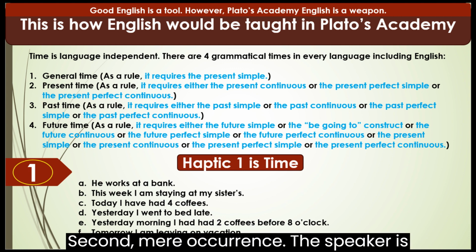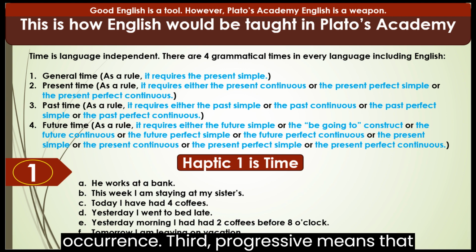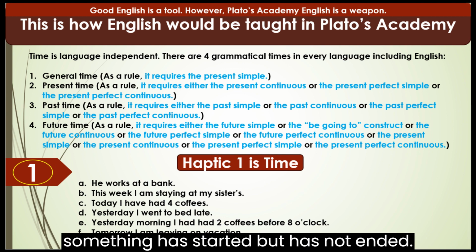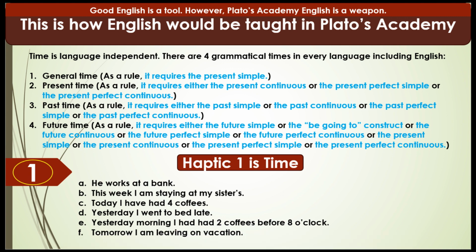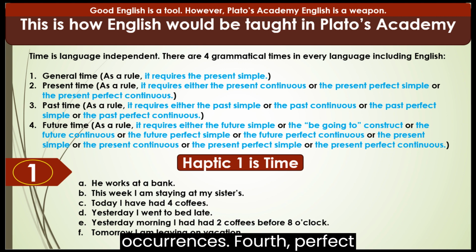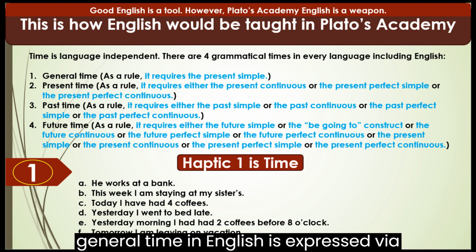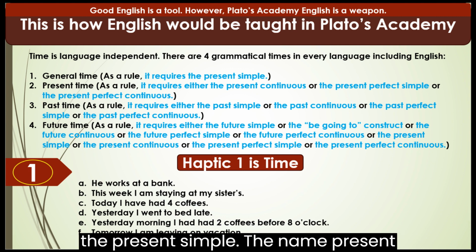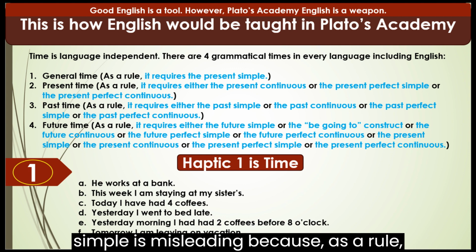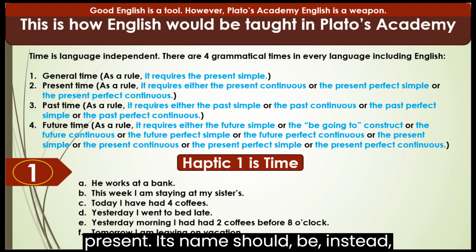Second, mere occurrence. The speaker is only interested in conveying an occurrence. Third, progressive means that something has started but has not ended. Progressive seeks to connect what is in progress at a specific moment with occurrences. Fourth, perfect focuses on the completed. As a rule, general time in English is expressed via the present simple. The name present simple is misleading because, as a rule, that tense expresses the general, not the present. Its name should be, instead, general simple.